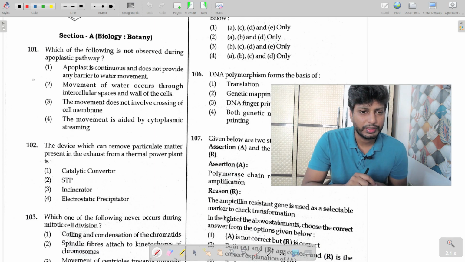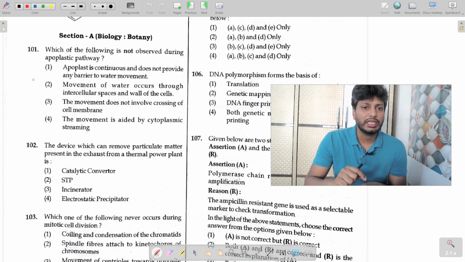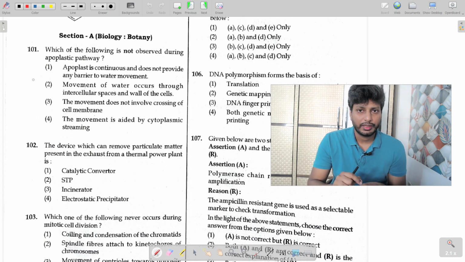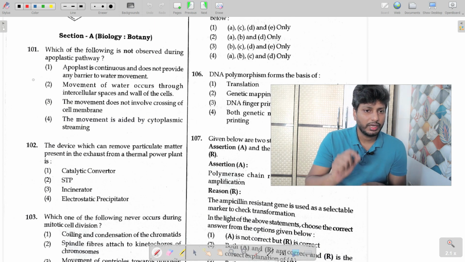So coming back to the question, dear students, the question is asking which is not observed in apoplast. Now see, very simple. In these questions you have to be quite careful, dear students, because the question is saying not observed. So something which is not observed in apoplast, right? So let's read the options.